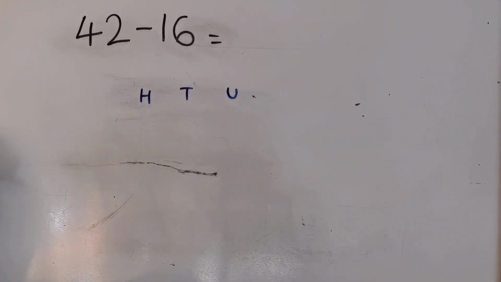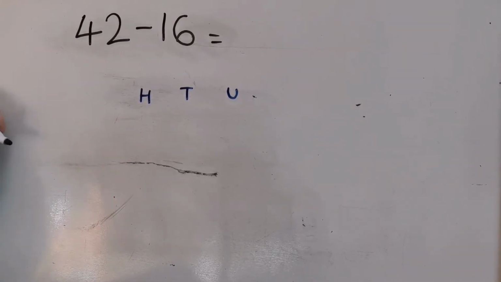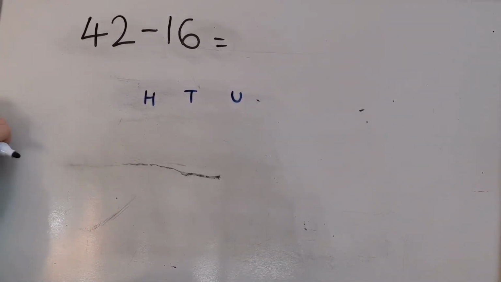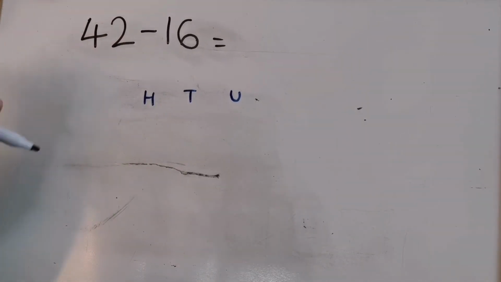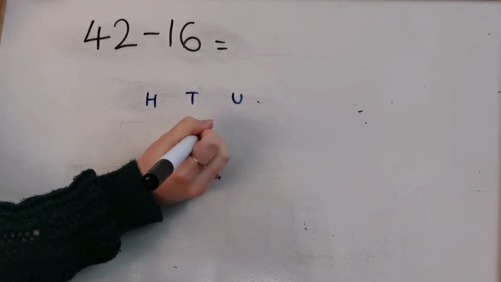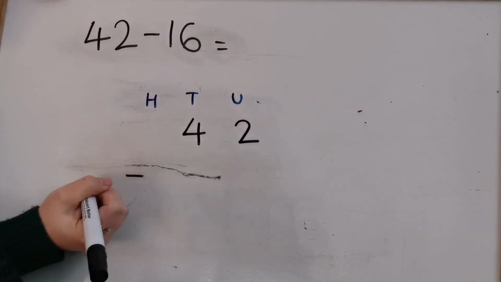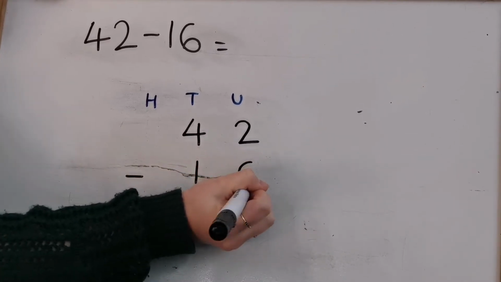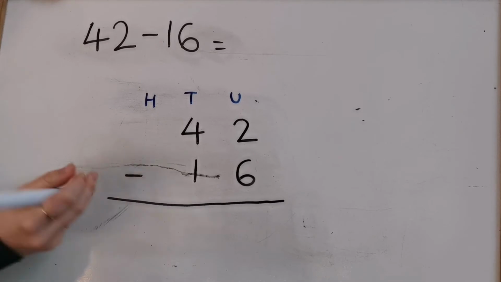Moving on now, we're going to look at how we do a subtraction problem when we need to regroup. I'm going to begin in exactly the same way. Okay, so we've got a 2-digit take away a 2-digit number, so I'm going to begin by looking at 4 tens and 2 units minus 1 ten and 6 units. Okay, so I've begun in exactly the same way.